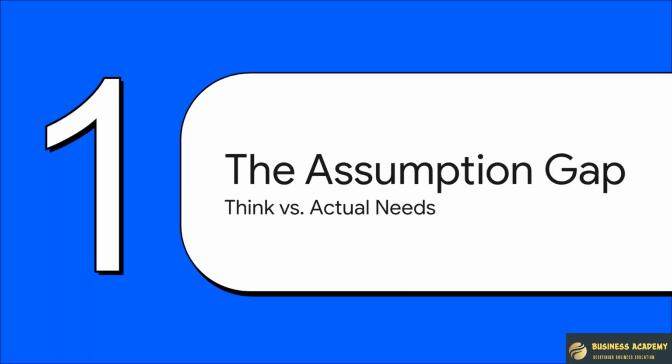All right, first up, the Great Assumption Gap. This is that tricky, kind of dangerous space between what our team thinks our users want and what they actually need. It's where all our own biases and bright ideas live, and it's probably the number one reason why even the best laid plans can completely miss the mark.